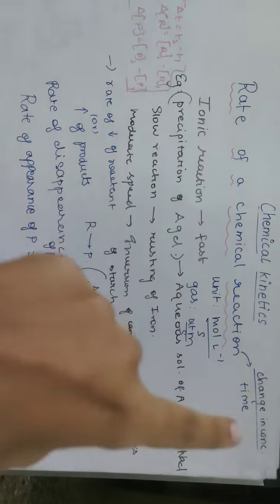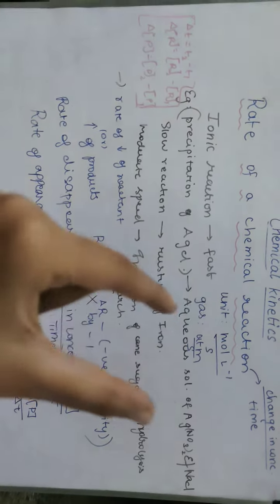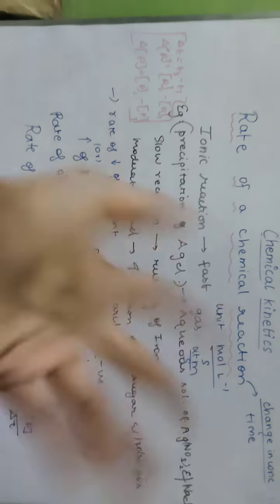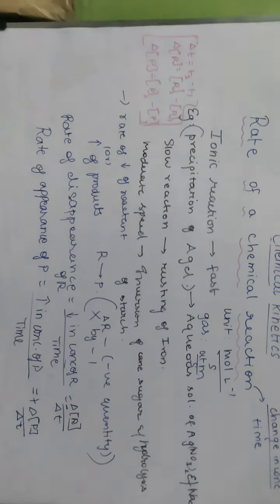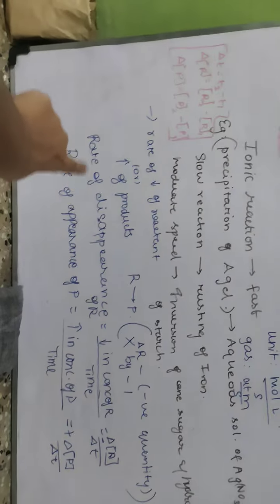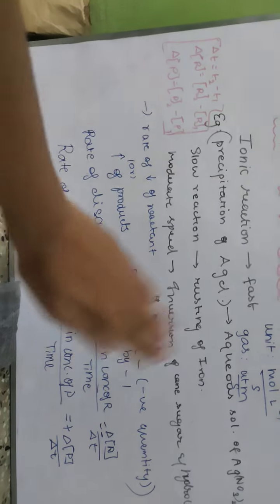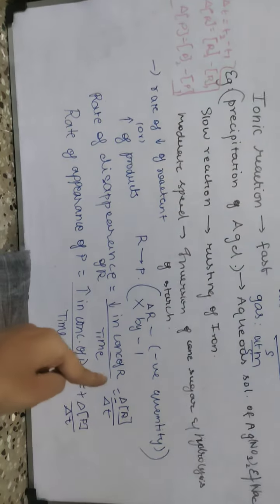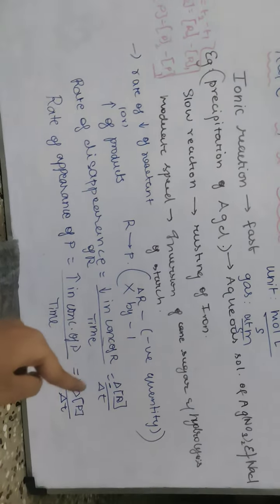And what is the rate of the chemical reaction? It is change in concentration upon time. When the concentration of the product or the reactant is changing, that is delta R or delta P, upon time. That is what I have given here as a formula. The rate of disappearance of R: when the reactant is decreasing, that is a decrease in the concentration of R by time. As it is decreasing, we denote it by minus delta R by delta T.